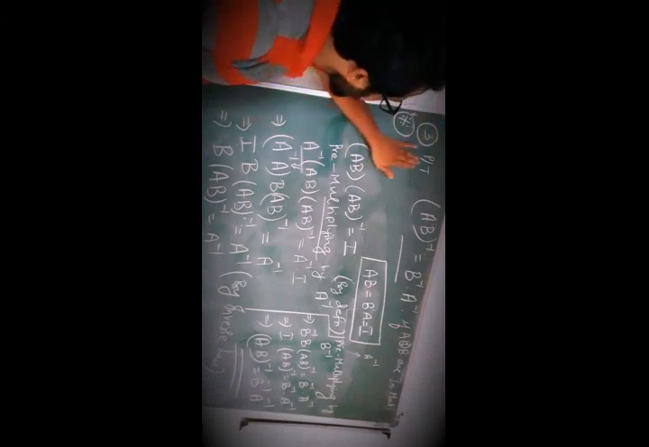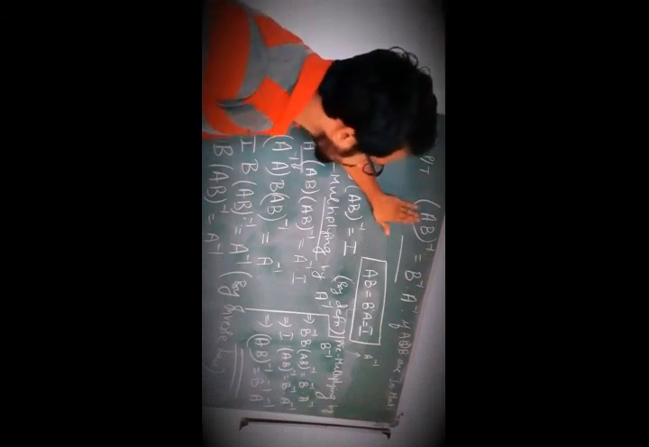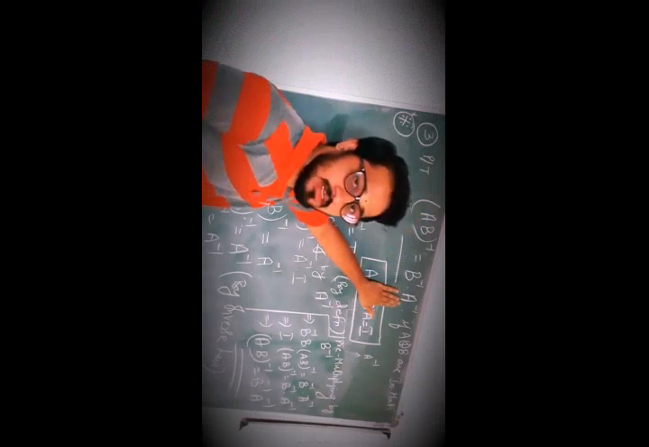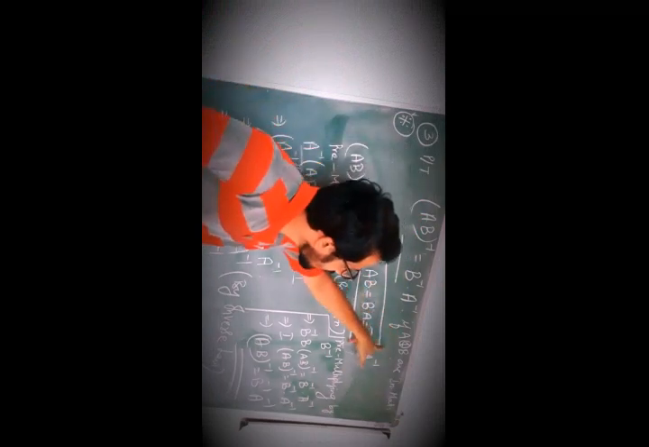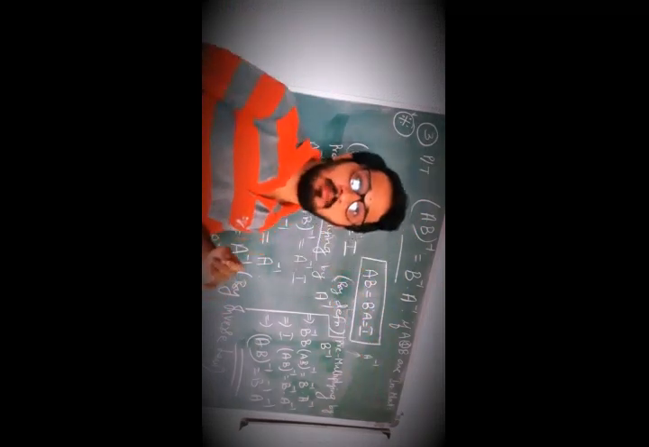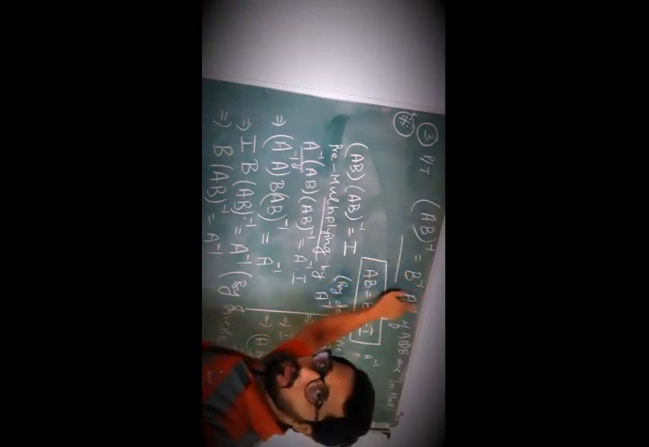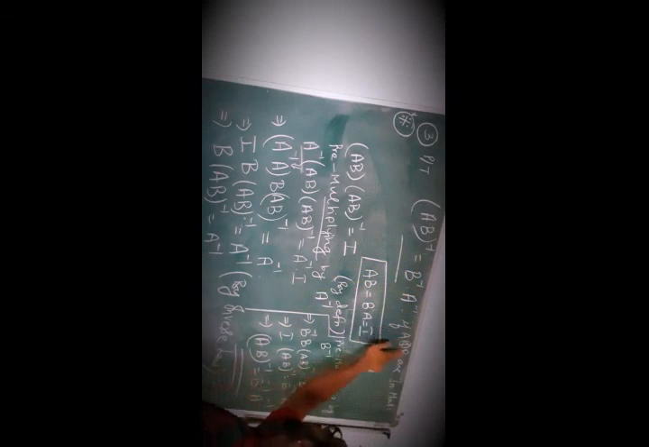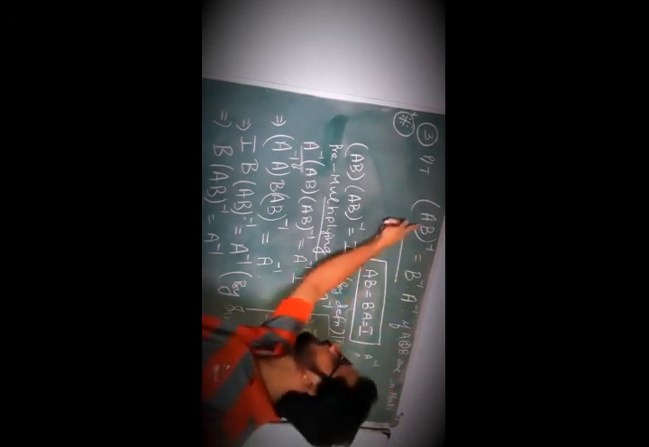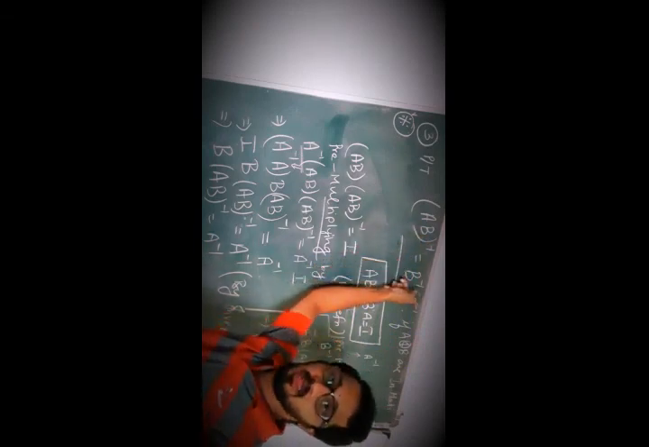Third question. Prove that AB the whole inverse is equal to B inverse A inverse, if A and B are invertible matrices of the same order M. Listen, this is one theorem, the inverse of a matrix. AB the whole inverse is equal to B inverse A inverse. We have to prove it, provided that A and B are invertible matrices of the same order.